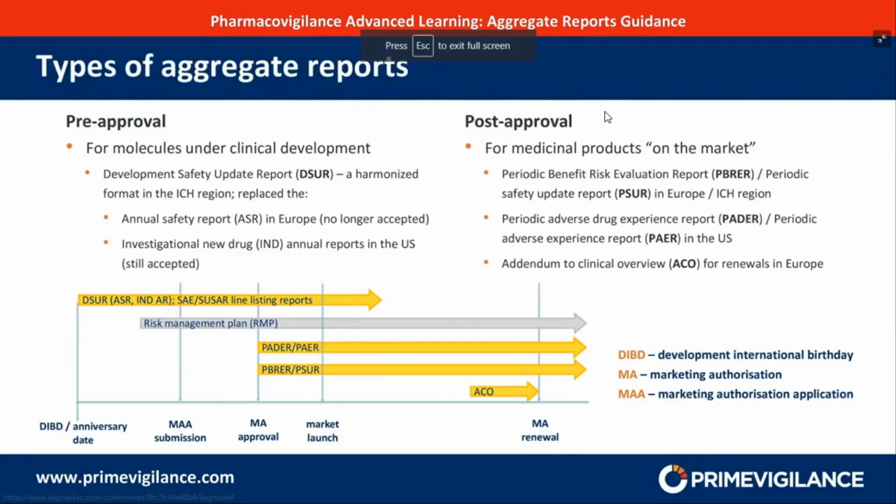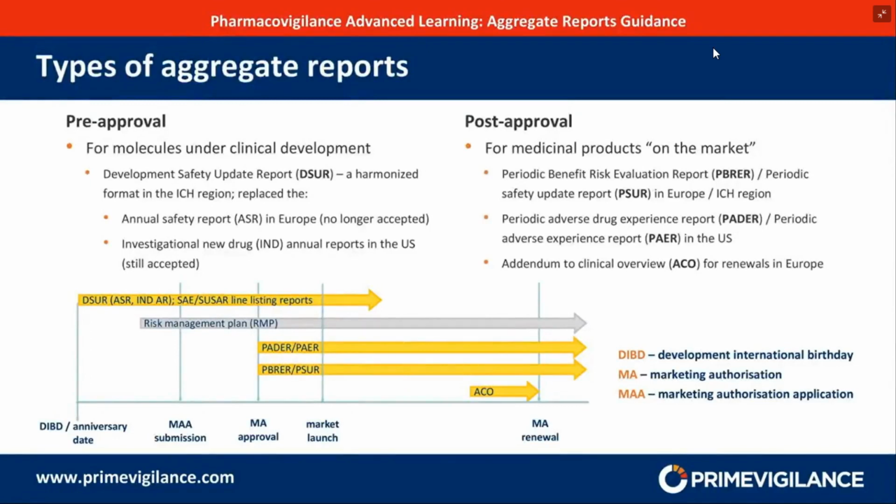US and EU regulators consider that the DSUR, when submitted in annual frequency, meets national and regional requirements met by the US Investigational New Drug Annual Report and the EU Annual Safety Report. Therefore, the format of the EU Annual Safety Report is no longer accepted in the EU. The Investigational New Drug Annual Report is still accepted in the US, but is being more and more replaced by the DSUR.